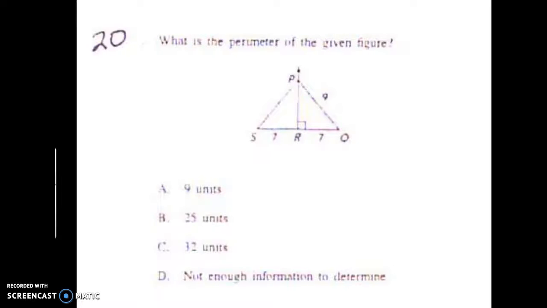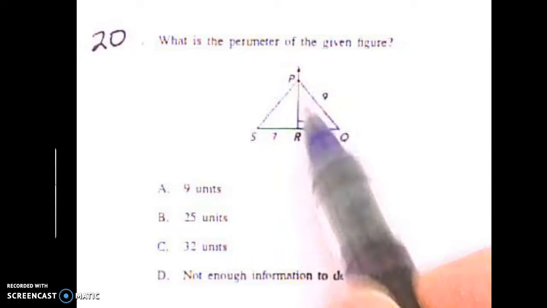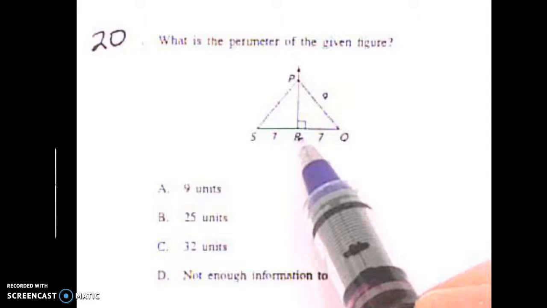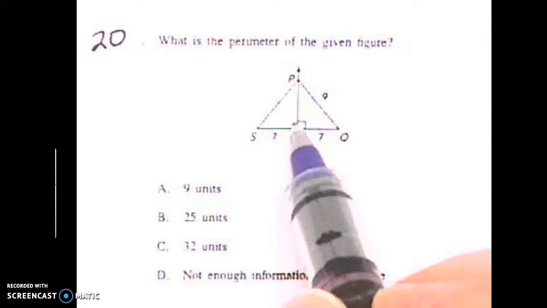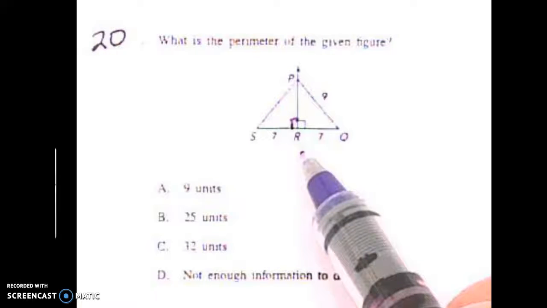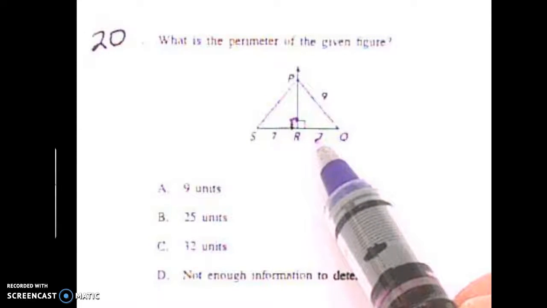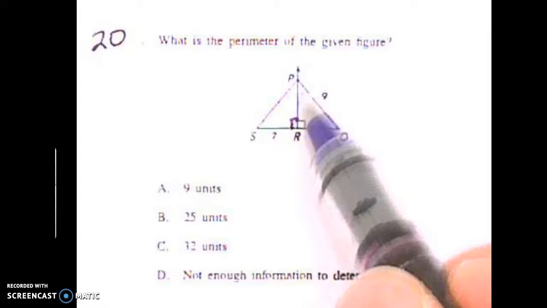When I'm looking at question number 20, they want to know what is the perimeter of the given figure. I notice that I have an altitude drawn from the vertex P to R at right angles, so I realize I have another right angle here. I recognize that these two triangles are congruent to each other. They each have a base length of 7. They have a right angle. They share a common side.